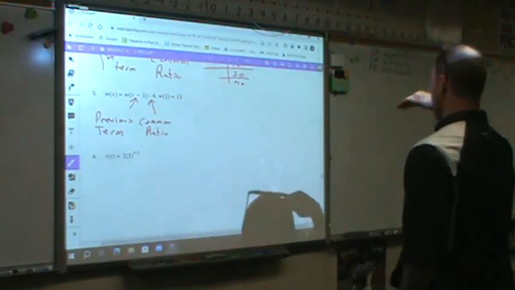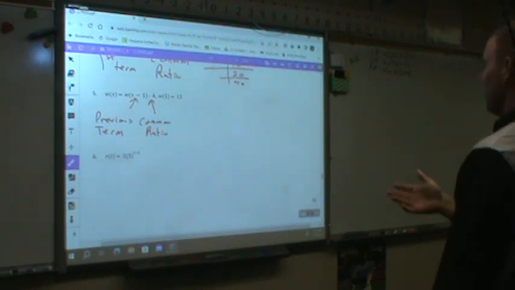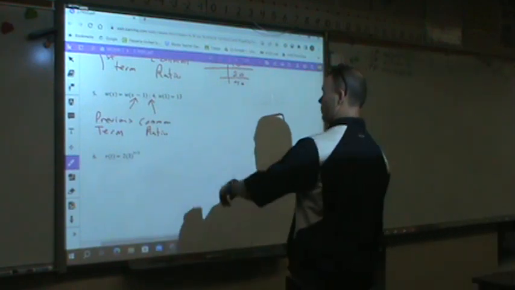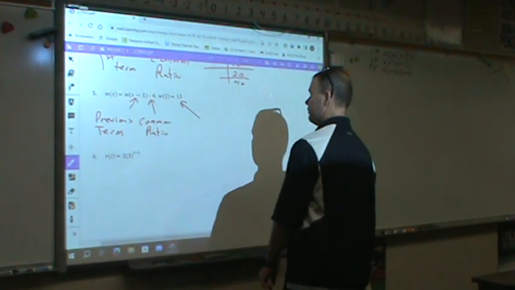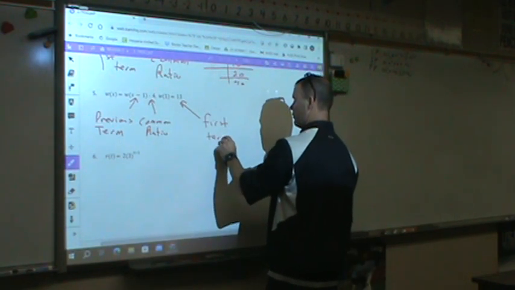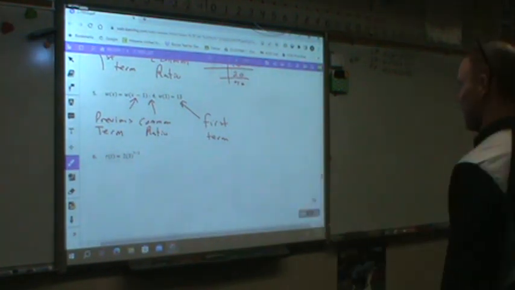So times 4, times 4, times 4, times 4. Because remember, in exponential functions, they have common ratios. They don't have common differences. Linear functions have common differences. And then what about W of 1 equals 13? What does that mean? First term. Very good. Again, it's just notation. So we're revisiting that.